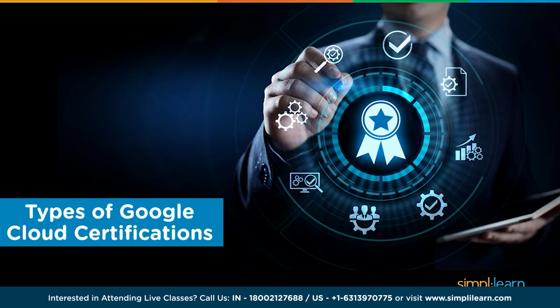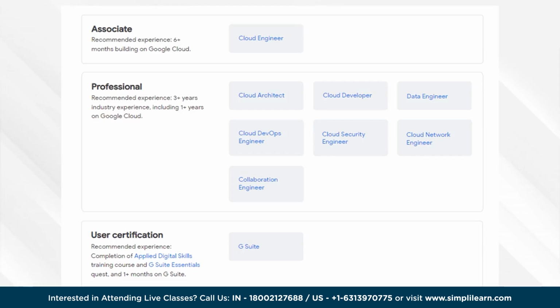Now, when we talk about types of Google Cloud certifications, we have various categories here. So you have associate level. This is when a person has recommended experience such as 6+ months building on Google Cloud. And here the certification is called Cloud Engineer. You have professional level certifications, where the recommended experience is 3+ years of working with Google Cloud services.